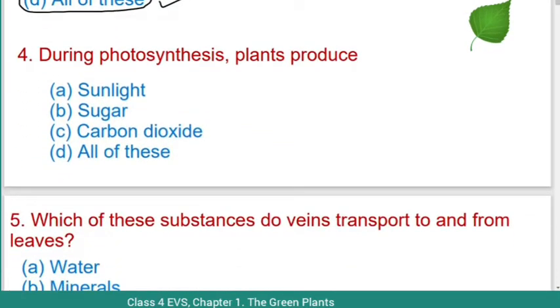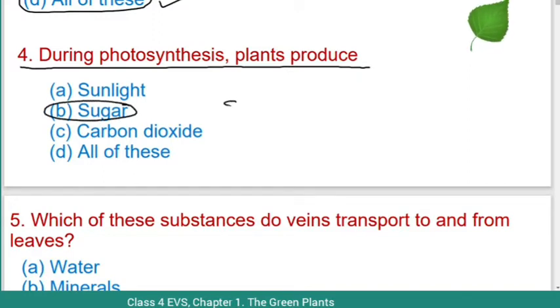Fourth one, during photosynthesis, plants produce sunlight, sugar, carbon dioxide, all of these. So the correct option is sugar. During photosynthesis, plants produce sugar.